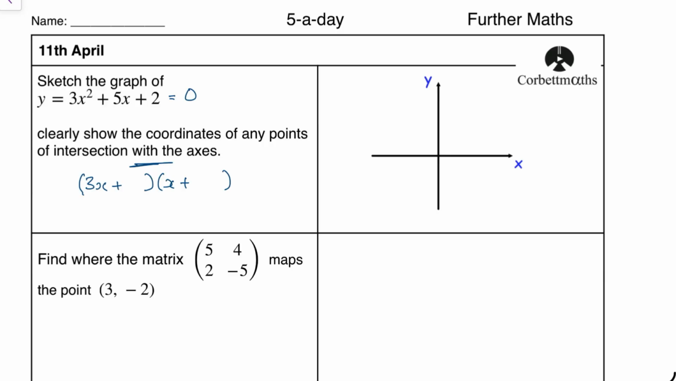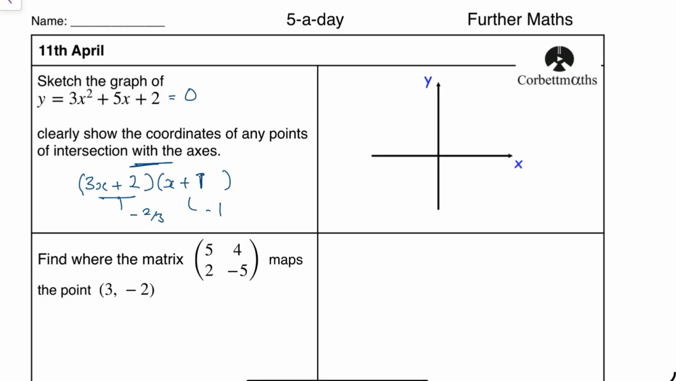And I want 5, and 5 is the same as 2 plus 3, so I need one lot of 3, also one lot of 2, and 3 lots of 1, got there eventually, and so therefore that means my crossing points are minus 2/3 and minus 1.